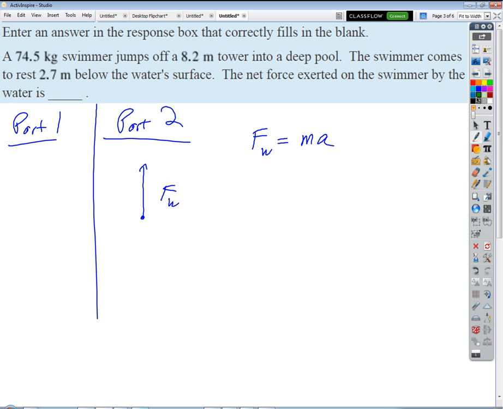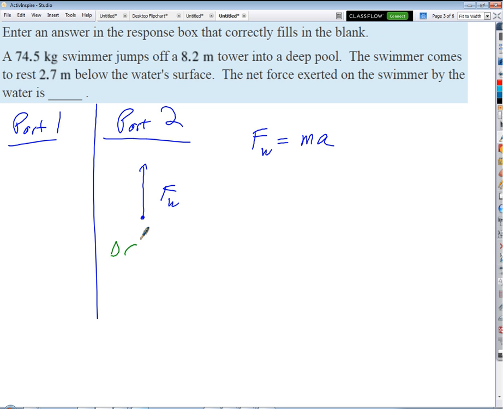So if we go to part 2, what are the kinematic quantities that we know? When you hit the water, we know that the displacement is negative 2.7, agreed? What else? Part 2 is only when we hit the water and start to decelerate. Final velocity is 0, it comes to rest. So V is 0. That's all we're given directly, isn't it? We need a little bit more.